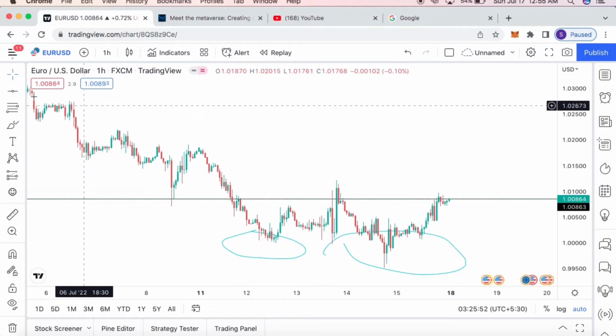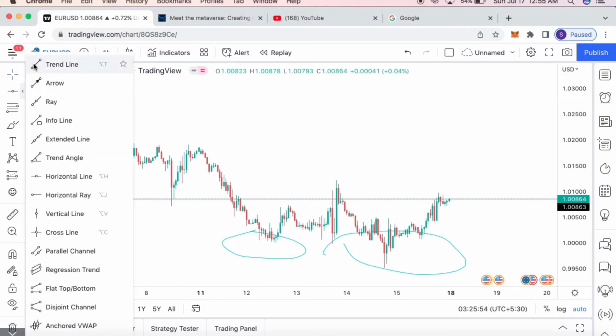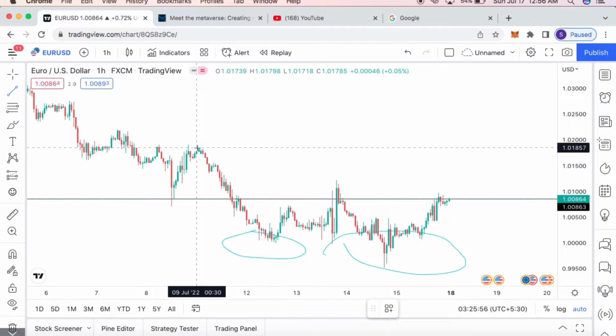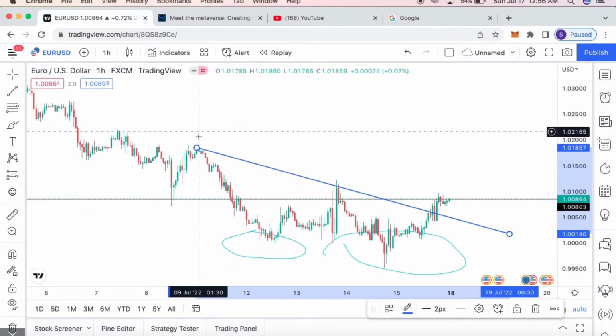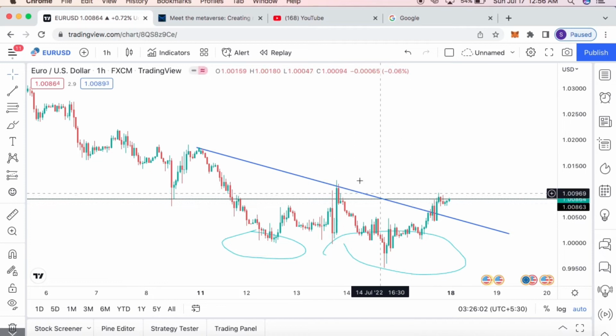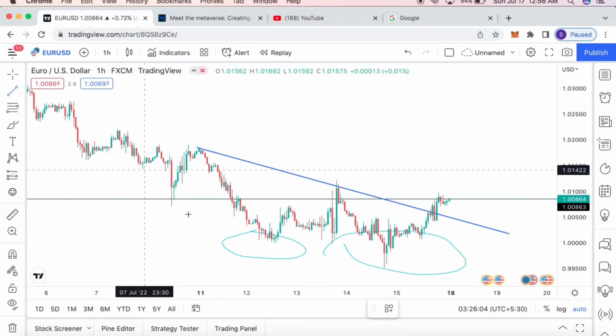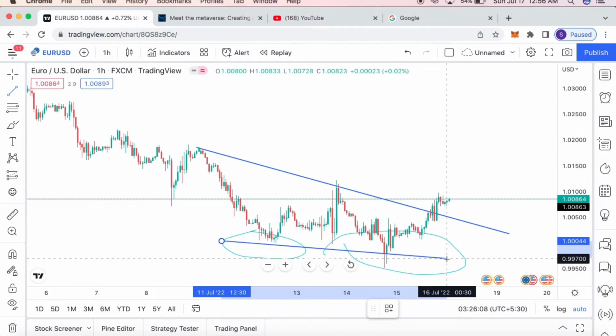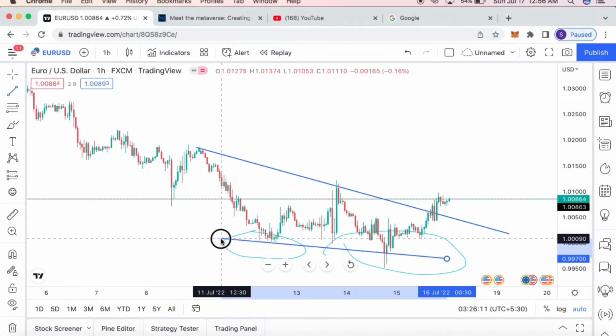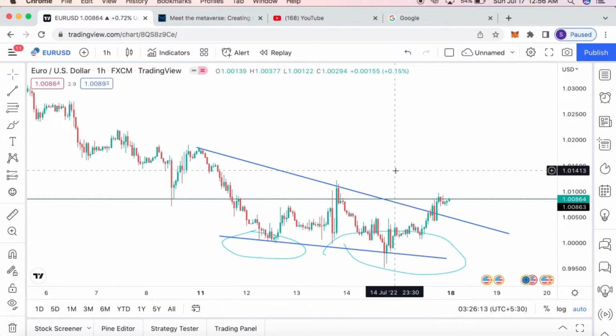When you're drawing a falling wedge, all you want to do is come here and grab a trend line like this. I've connected this zone here to this zone here. Then I also choose another trend line like this and mark this out, as you can see, guys. So right now this is my falling wedge.